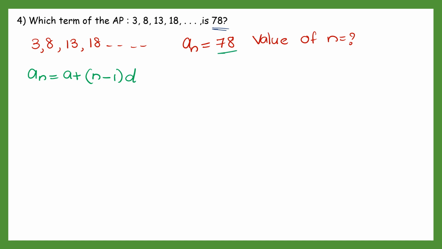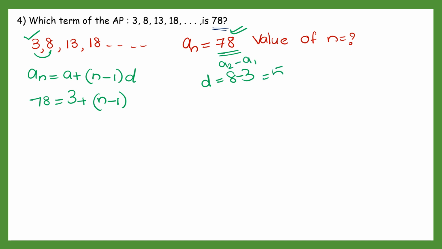Here we know the value of An. What is it? 78. The value of A is the first term, that is 3. 3 plus n, we don't know which term that is. We know the term is 78, but what is the number? Is it the first term or second term or third term? We don't know the value of n. What is D? Common difference means the difference between consecutive terms. D is equal to the second term minus the first term, A2 minus A1. So 8 minus 3, you get 5.